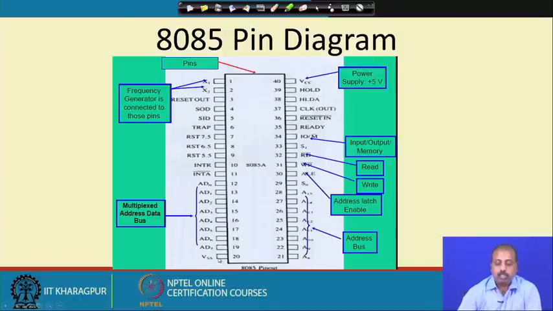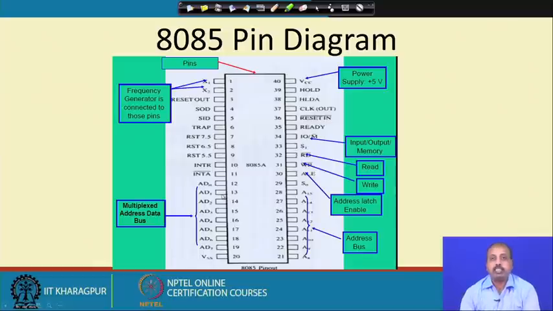VSS is the ground. Next, after the address bus, we have got the data bus. The data bus is also given by these lines, AD0 to AD7. If you just ignore this letter A, what you get is D0 to D7. So, this is actually the data bus. Address and data pins are mapped onto the same pins. Address 0 and data 0 are put on pin number 12, address 1 and data 1 are put on pin number 13, etc.